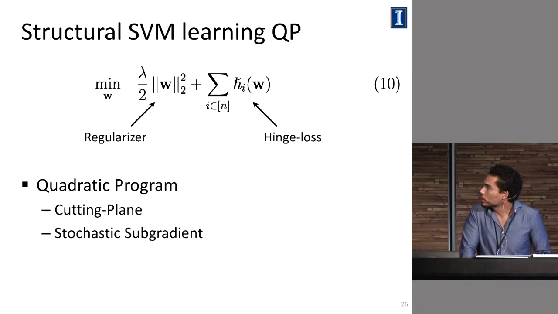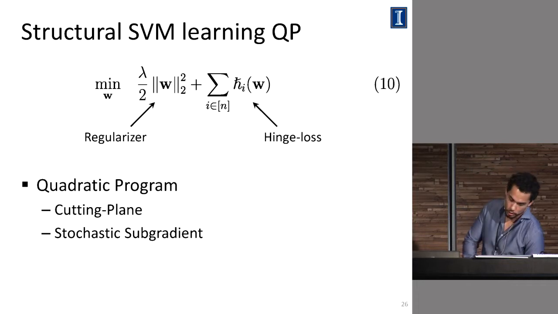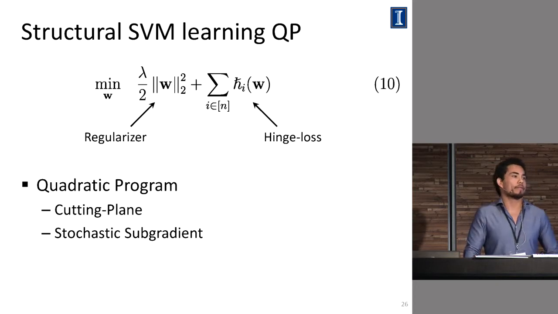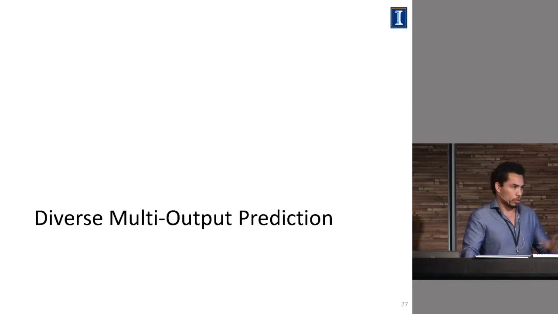Right, so the structural SVM learning formulation is going to look like this, where we have a summation over the hinge losses on my data sample, and we have a regularizer. And this is just a quadratic program that I can solve using a cutting plane or a stochastic subgradient method. Okay, so if I lost you, here's when I go back to my talk, to the actual work we're doing here.